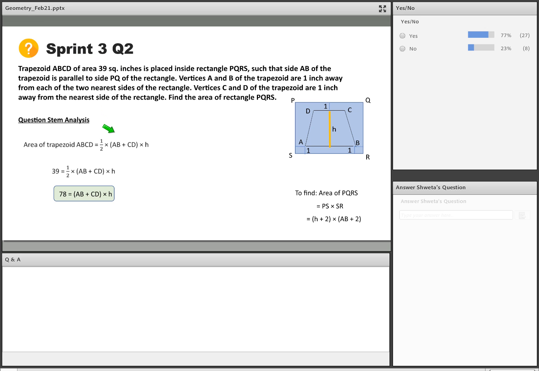Formula for area: half into sum of parallel sides into height. So I've drawn here in yellow the height so you can see it clearly. Well, 39 is the area. The parallel sides are AB and CD and the height is H. I don't know the values of any of them. I don't know AB, I don't know CD, I don't know H.